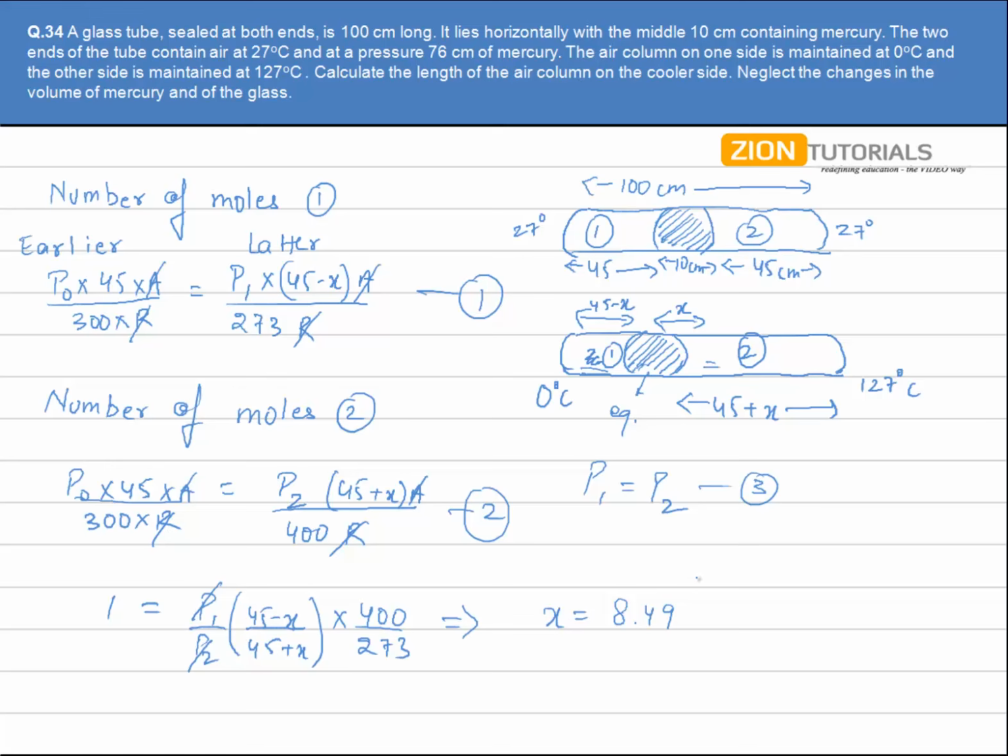Now it is asking for the length of the air column on the cooler side. So basically we have to calculate 45 minus x, which will come out to be 36.51 centimeters. So this is the answer, right? The question was not tough, as we have seen in earlier questions, but the problem was going in a systematic manner. You should not be afraid after seeing the question, wondering how you will solve it. Just go step by step in a proper manner and you will be able to solve it.